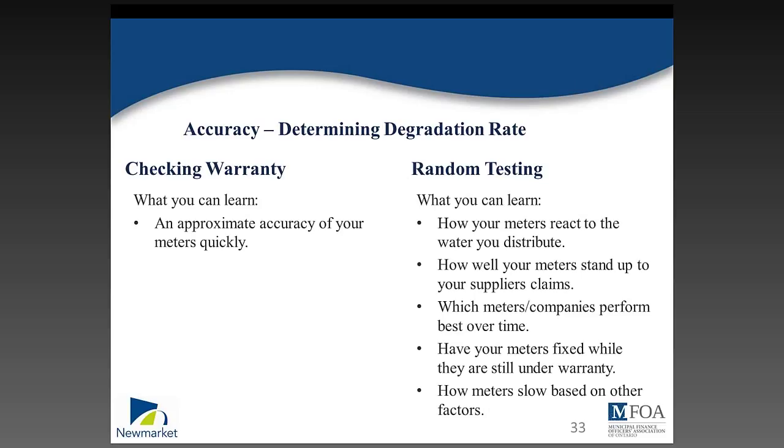The increased accuracy was just the cherry on top of this project. Now, to fine-tune your meter replacement program, I recommend doing random testing. Randomly selecting and testing about 40 meters per year can give you a great sense of how your meters are performing. You can learn how your meters react to the water you distribute, how well your meters stand up to your supplier's claims, which meters and companies perform best over time, have your meters fixed while they're still under warranty, and how meters slow based on other factors.